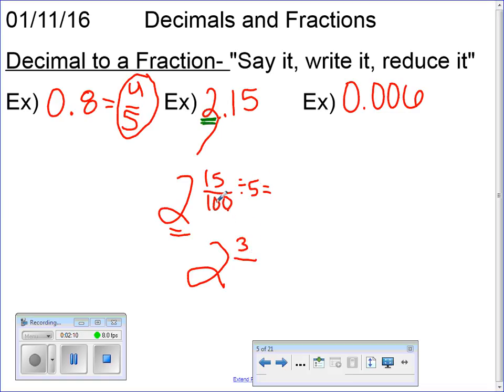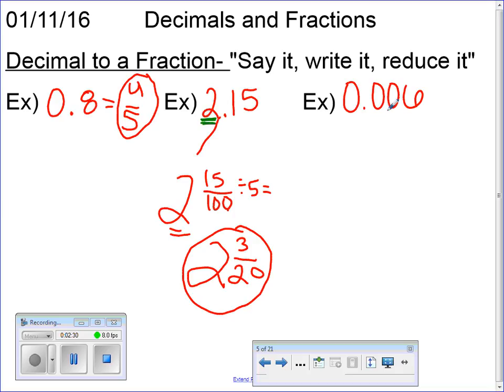We can think about how many times does a dollar get split up into nickels, or how many nickels make a dollar. We know that 20 nickels make a dollar, so here's 20. So 2 and 15/100 is equivalent to 2 and 3/20. All right, let's move on to the last example.